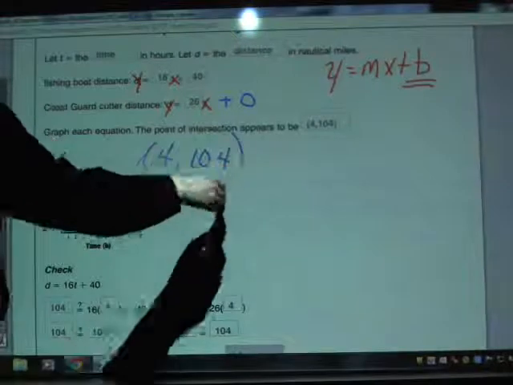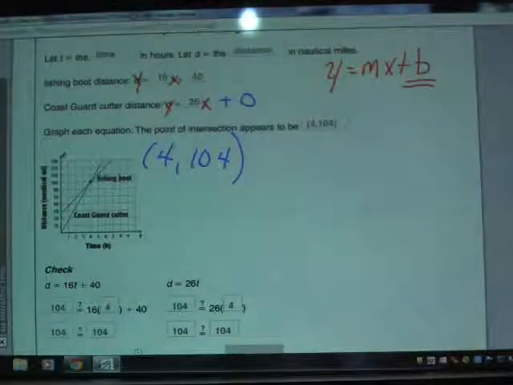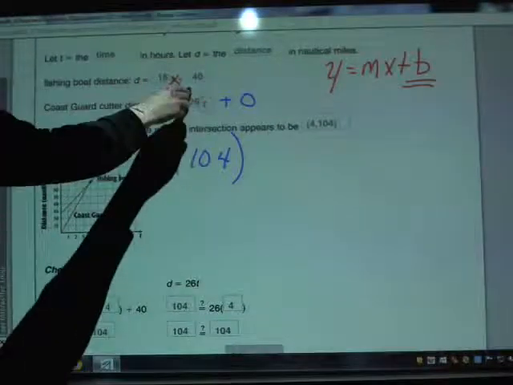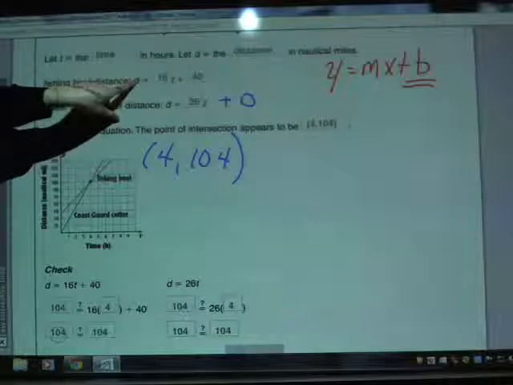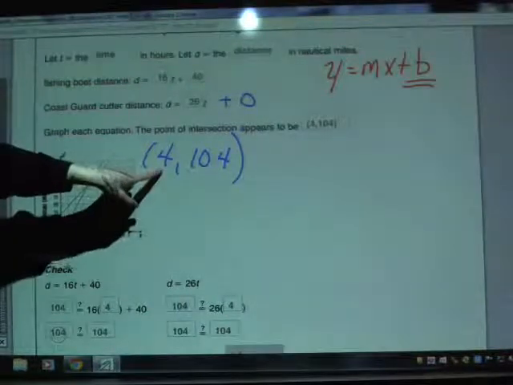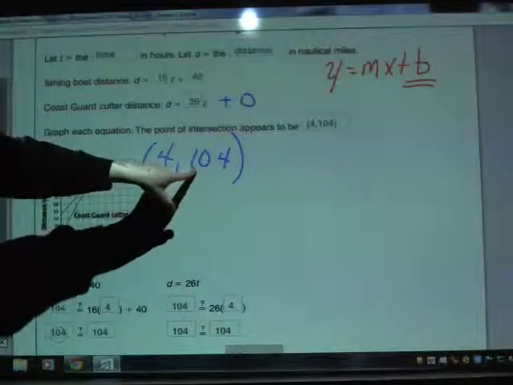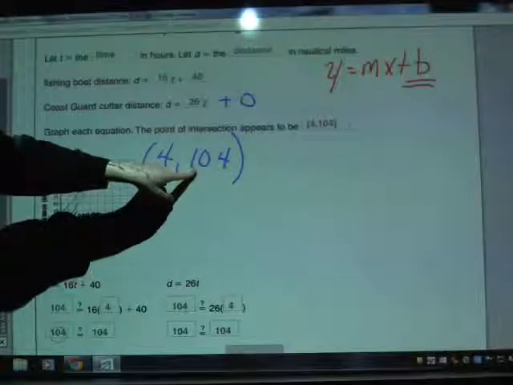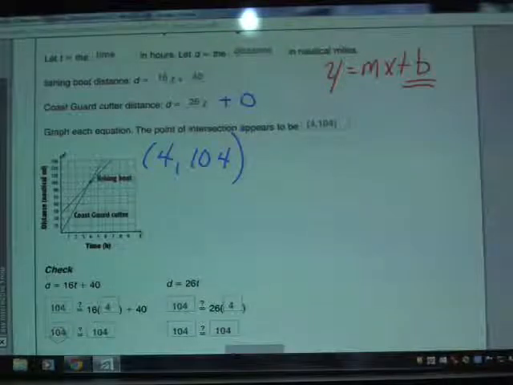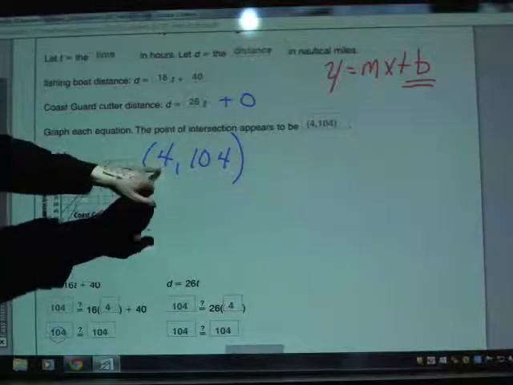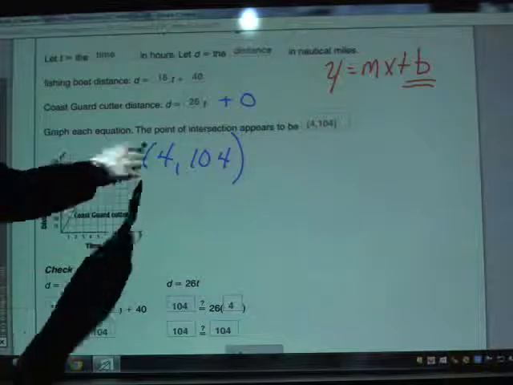We think that's the solution to the system of linear equations. In this particular question, since we know what x and y are about, let me clean off those x's and y's that we wrote. This was a time, x. This was distance, y. That means 4 hours in, these boats will both be 104 nautical miles out. Well, how do we test that? It's real simple. This was my x. This was my y.